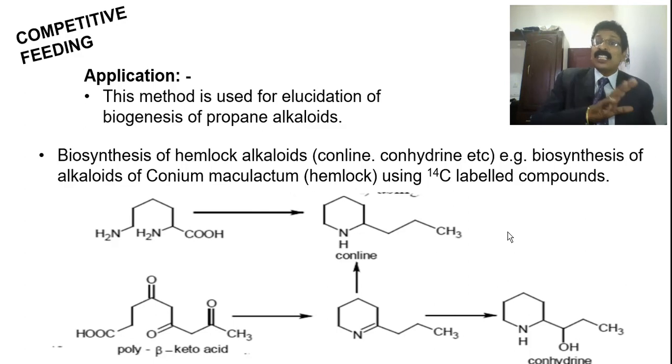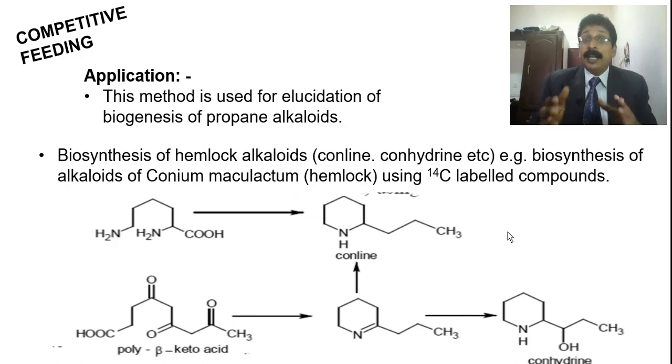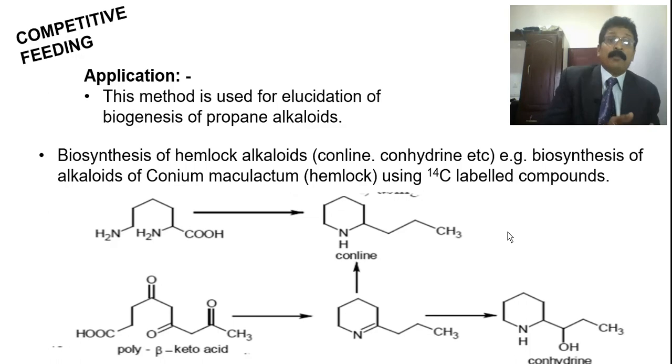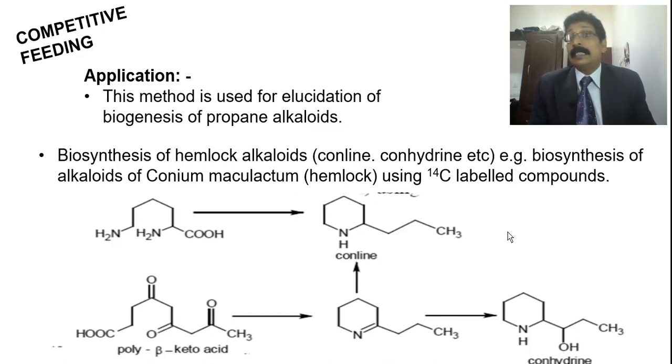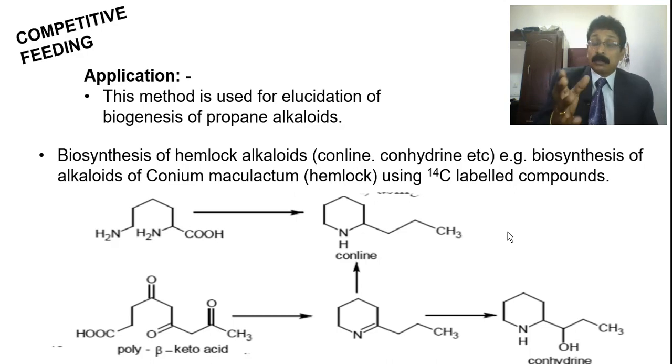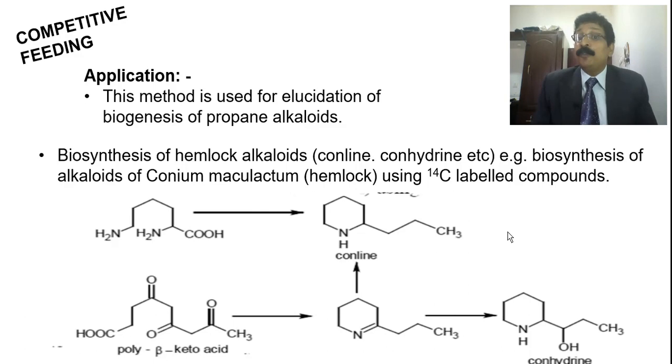So, which one is the product responsible for coniine: can lysine give coniine, or dihydroconiine, which is formed from poly-beta keto acid, give rise to coniine? This is what we can identify very clearly in the competitive feeding type of tracer technique. That is, whether to form A to C it comes across B or B dash can be identified in the competitive feeding technique.